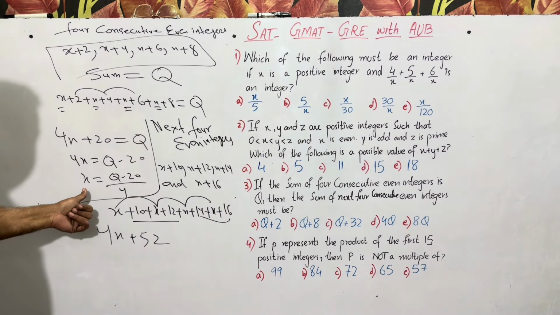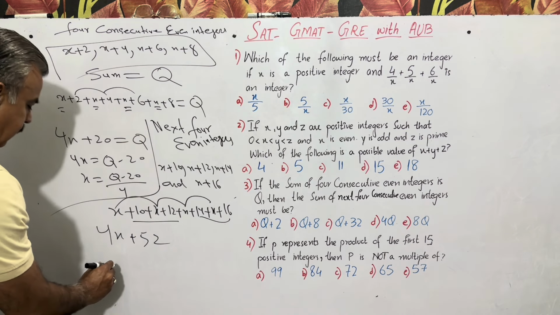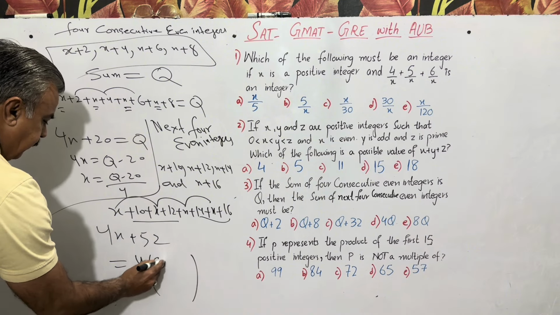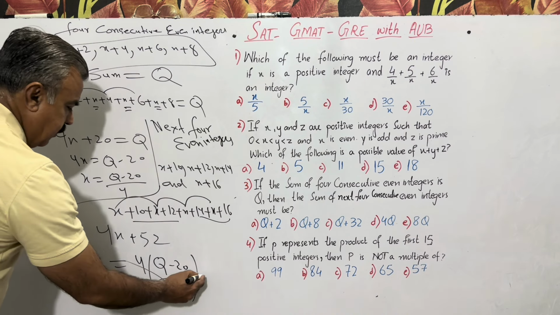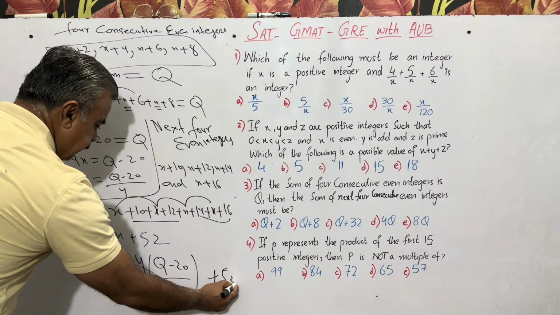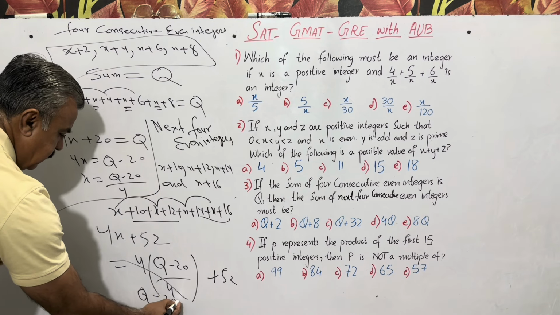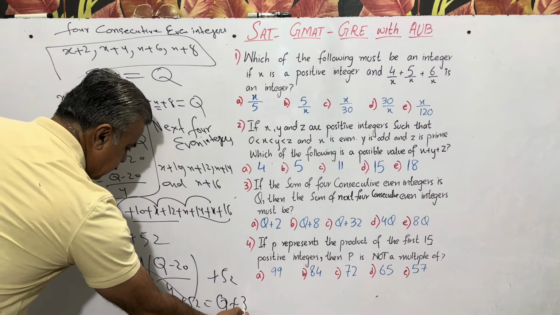All the options are in terms of q, so replace the value of x in terms of q to get to the answer. 4 times x means 4 times (q minus 20) divided by 4, plus 52. Now we have q minus 20 plus 52. The answer is q plus 32.